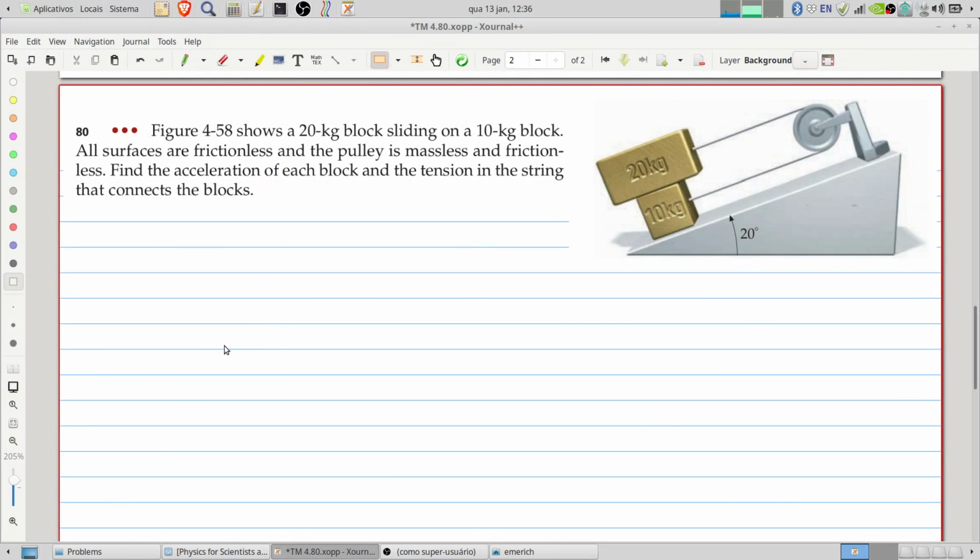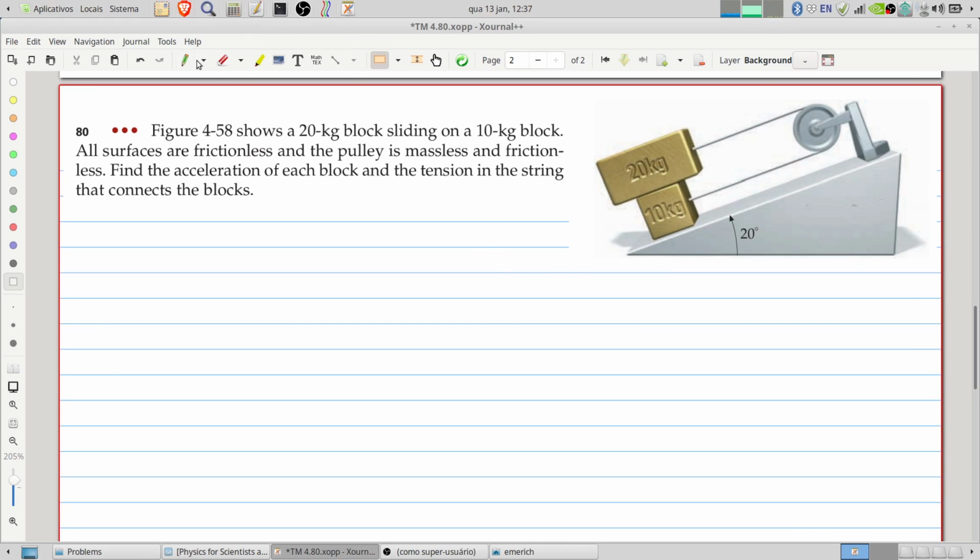Today we'll solve problem 8 of chapter 4 of Physics for Scientists and Engineers. The figure shows a 20 kg block sliding on a 10 kg block. All surfaces are frictionless and the pulley is massless and frictionless. Find the acceleration of each block and the tension in the string that connects the blocks.